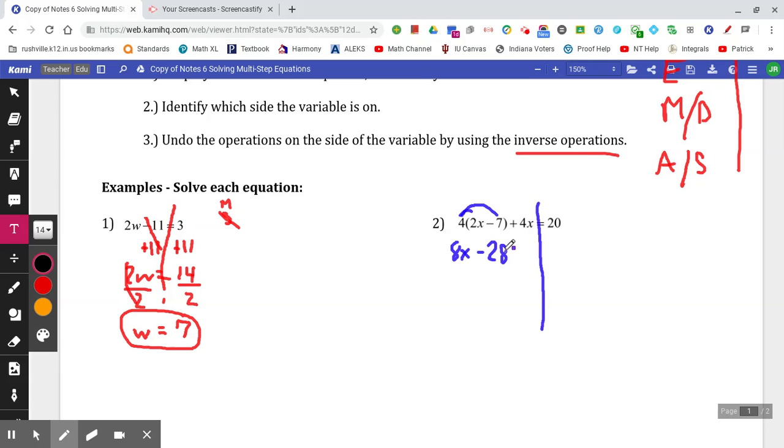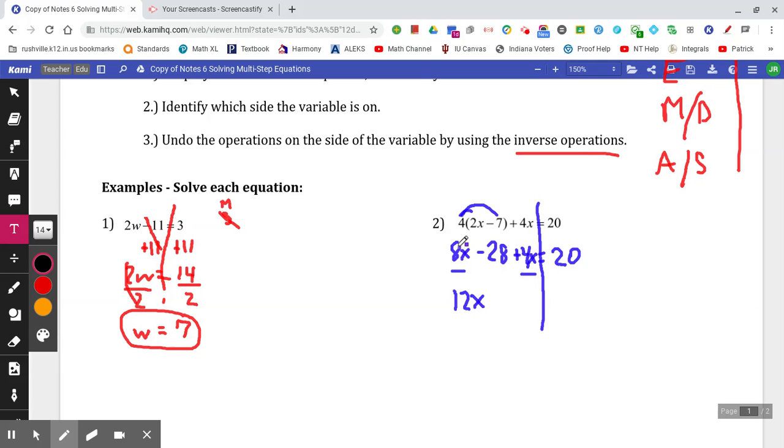Now, I do not multiply 4 times this 4x because the 4x was not inside the parentheses. However, I do need to go ahead and bring it down to my next line because it's still a part of my equation. All right, so one more thing I need to do in order to simplify the left-hand side is combine like terms. Like terms means the same variable, same exponent. So 8x and 4x, those are like terms because they both have x to the first power. So I'm going to keep x to the first power, and I'm going to combine the numbers in front. So 8 plus 4 would make 12. All right, so 8x plus 4x is 12x.